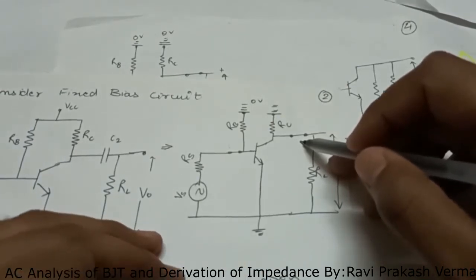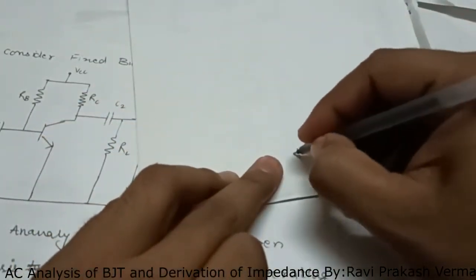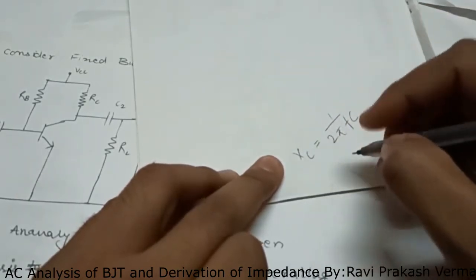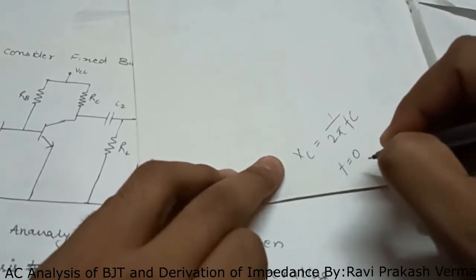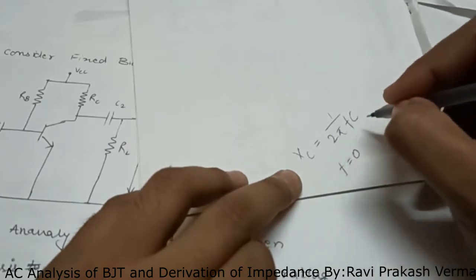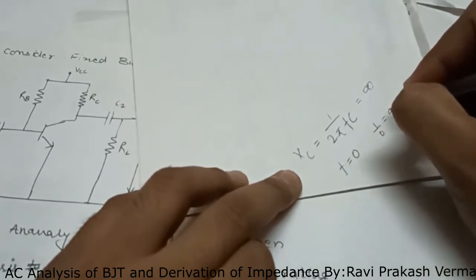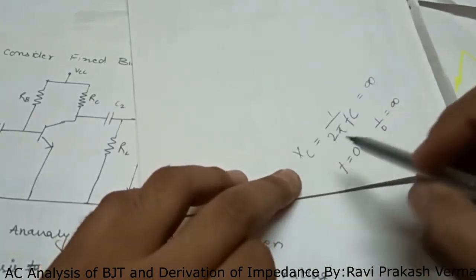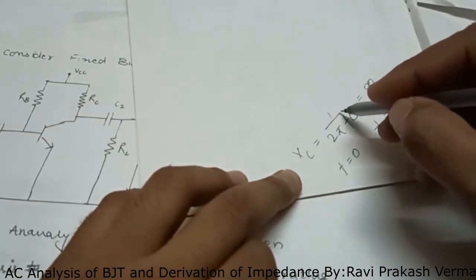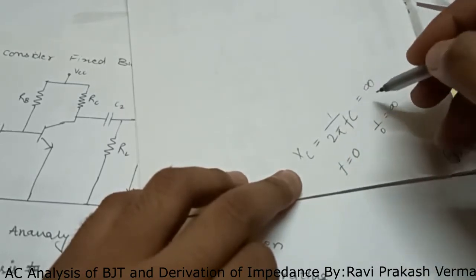For the DC signal, we know that we have a capacitive reactance. Capacitive reactance means Xc, that is 1 upon 2 pi F into C. For the DC signal, the frequency will be 0. If we put F equals 0 in this capacitive reactance, then this will become 1 by 0, which means infinite. So for the DC signal, capacitor will act as an open circuit. For the AC signal, this frequency increases, and we will get a finite value for this.